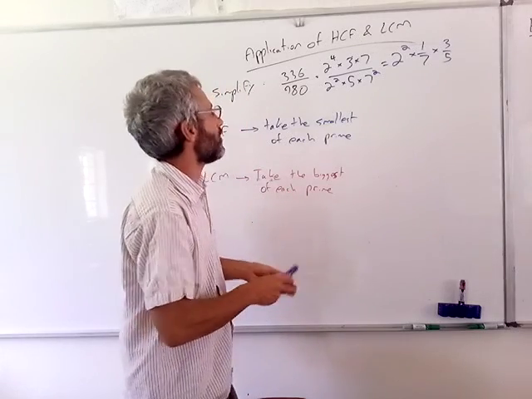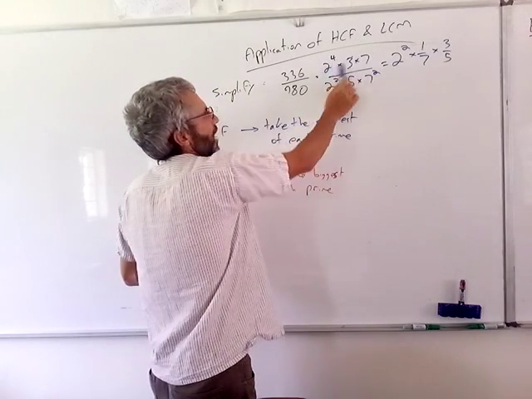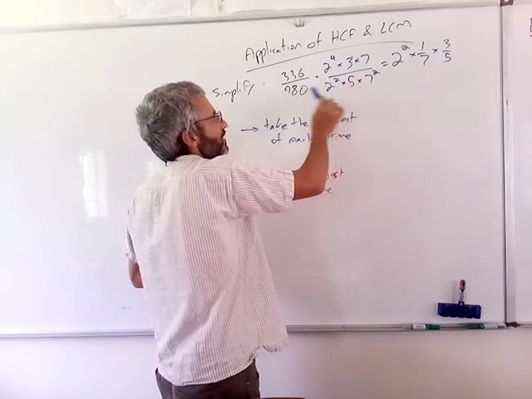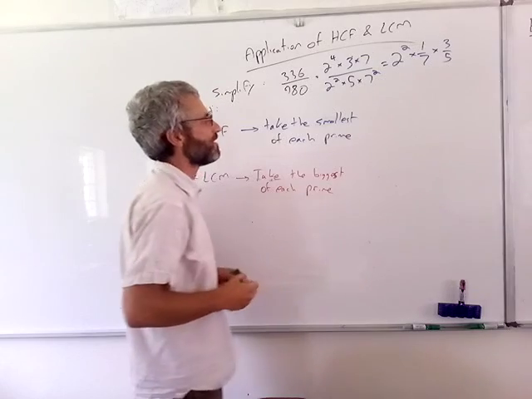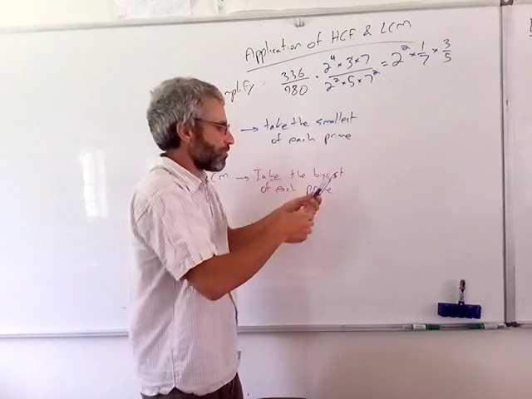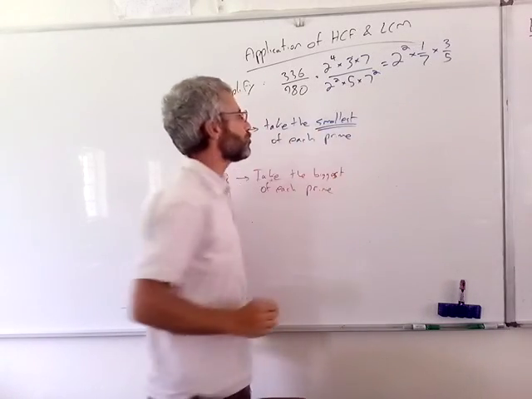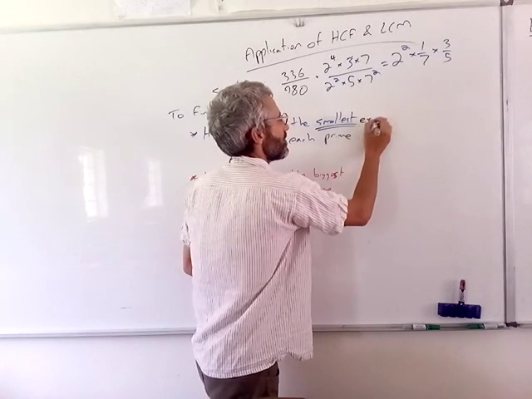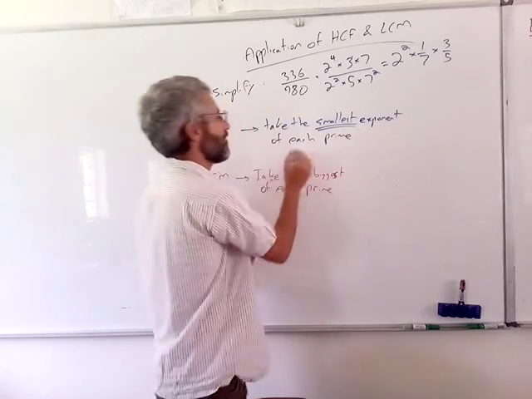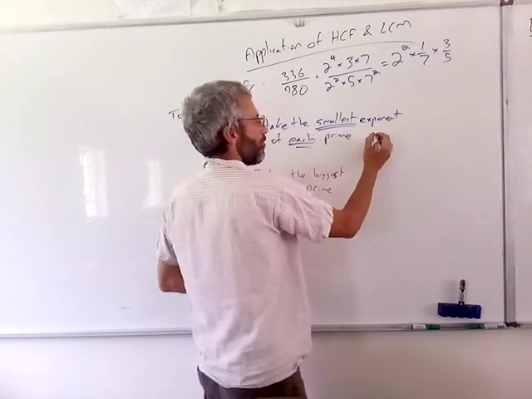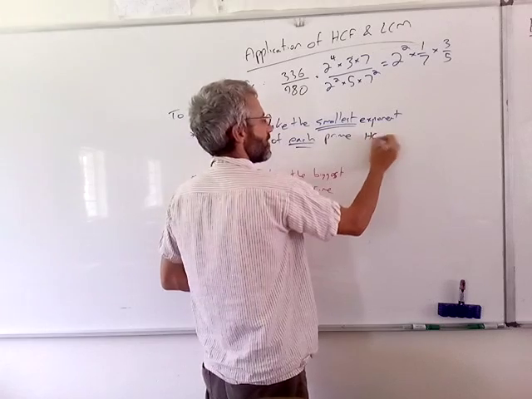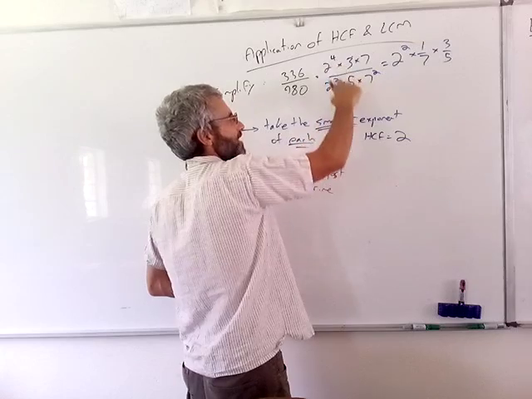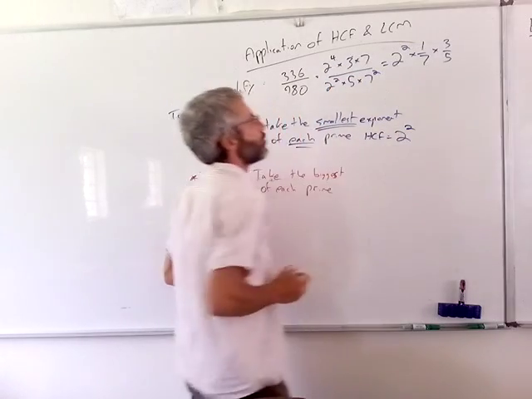What we said is we've got to, first of all, write down the prime factors of each one, split them down. So 336 is 2 to the power 4, times 3, times 7. 980 is 2 squared, times 5, times 7 squared. And here we said we're going to take the smallest exponent of each prime. So I'm going to write down all the primes here. The HCF is going to be equal to 2. What is smaller, 4 or 2? In this case, obviously 2 is smaller, so we can write 2 squared.